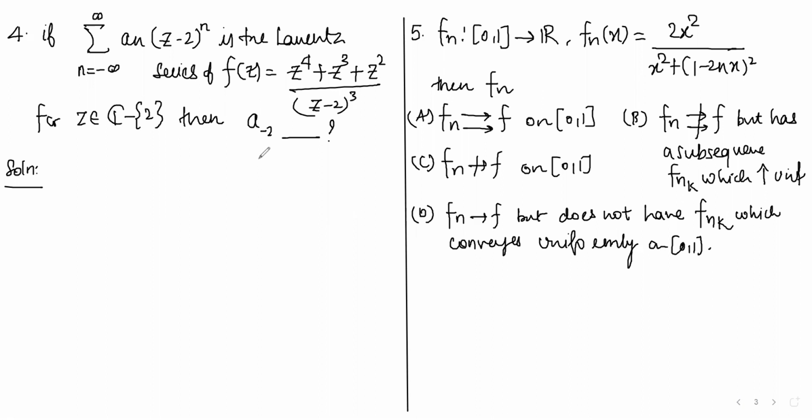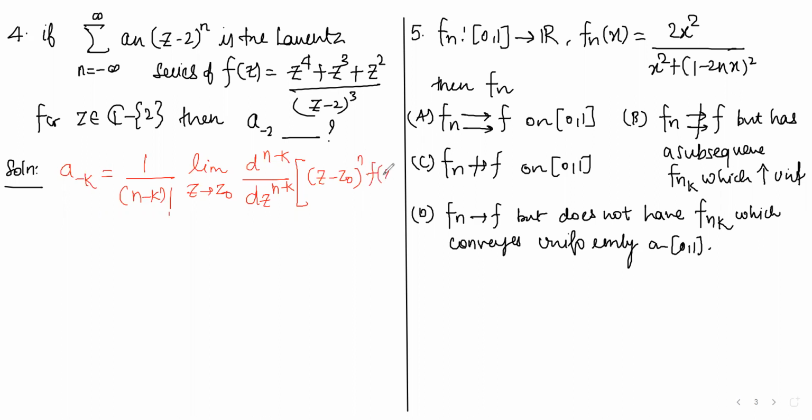To solve this problem, we will use a nice formula which we already have from the residue theorem. To calculate the coefficient a minus k, you can simply use this formula. This will help you a lot. It is 1 upon n minus k factorial, and limit z tends to z naught of d n minus k over dz power n minus k of z minus z naught power n times my f of z.